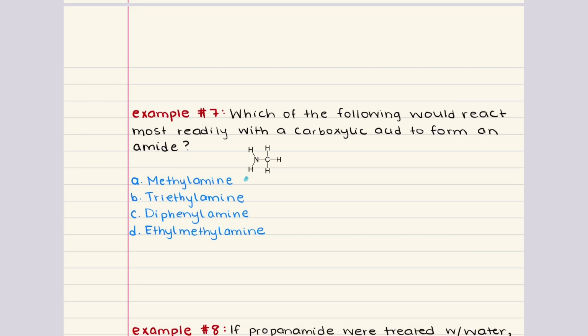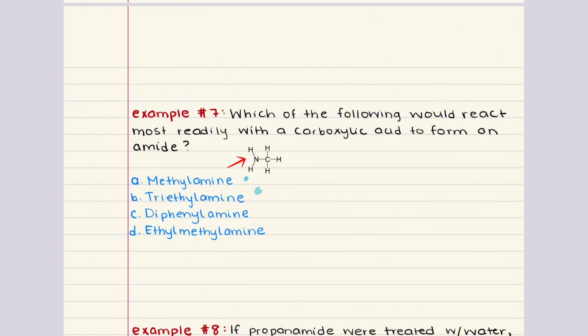In answer choice A, we have methylamine. This is a primary amine with minimal steric bulk. It's going to have a lone pair on nitrogen, and it can easily donate that pair to the electrophilic carbonyl carbon of the acid. This makes it both highly nucleophilic and physically unhindered. So that's pretty ideal for forming an amide.